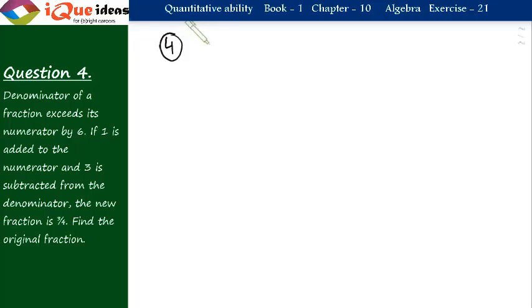Now let's take up the next question. Question number 4. The denominator of a fraction exceeds its numerator by 6. So let's assume our fraction is x by y. So the first relation is denominator, that is y, exceeds the numerator by 6. So it is y minus x, that is equal to 6.